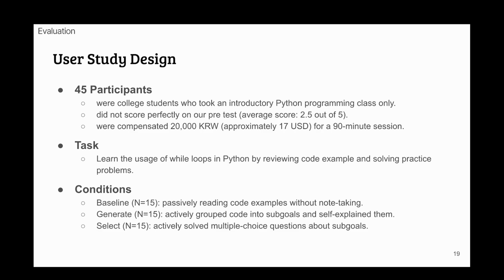In the baseline condition, participants reviewed 3 code examples by passively rating them. In the generate and selection conditions, learners actively reviewed the same code examples through the generation task and the selection task, respectively. We conducted all sessions with generate participants before any select participants to populate subgoal hierarchies for the selection task.